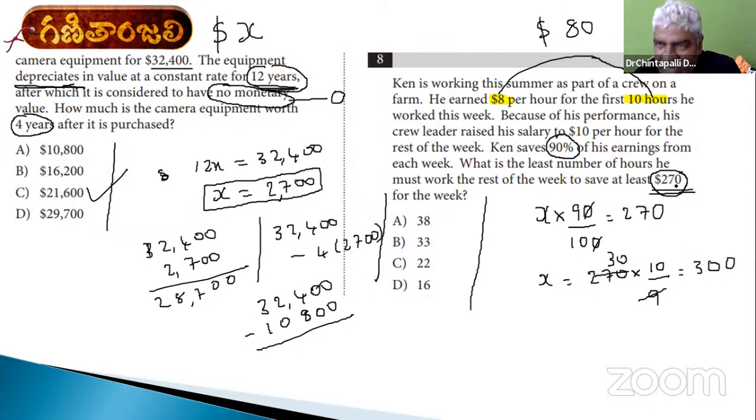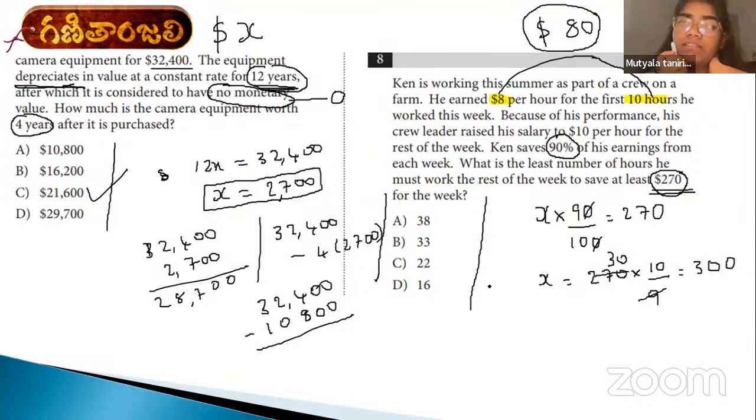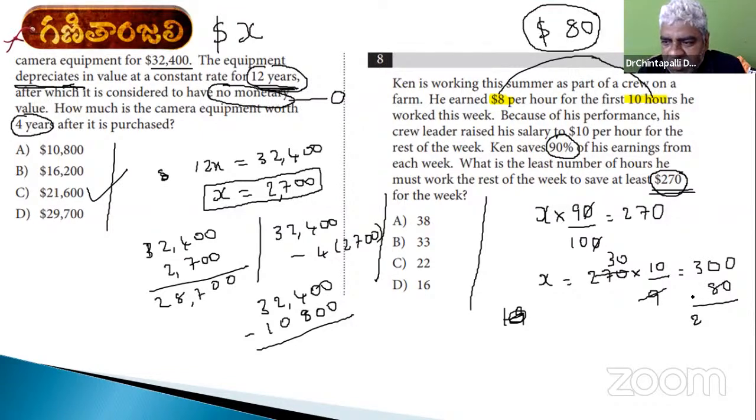Right. $80 comes from the first 10 hours. That means he needs to earn the remaining, $300 minus $80, which is $220. Yes, he needs to earn $220 in the rest of the hours. He's getting $10 per hour. So to earn $220, how many hours does he need to work?